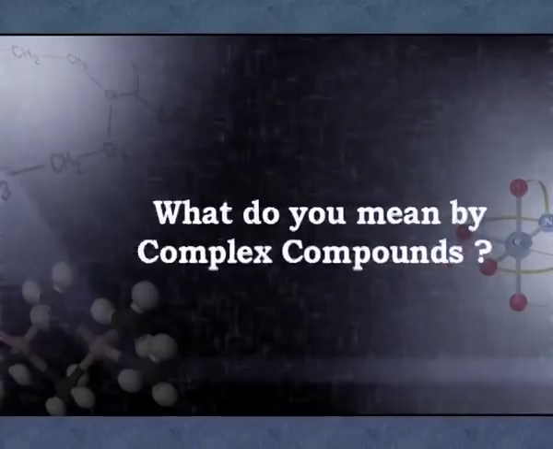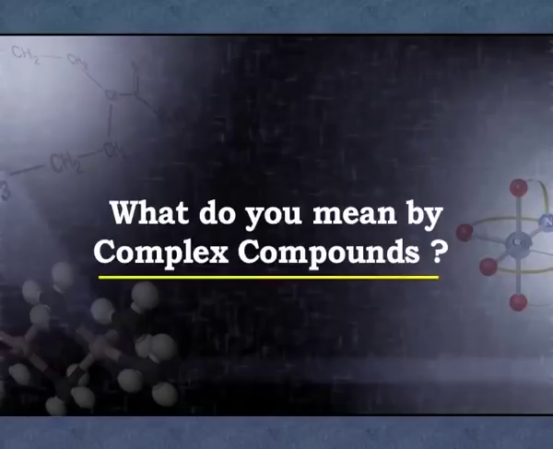So, sir, before we take up the topic of coordination compounds, I would like to ask you, what do you mean by complex compounds? Yeah, that's a very important question. Complex compounds, you can easily say that if you take the complexes, the metal ion is surrounded by certain organic moieties. That is generally called ligands. So such types of compounds are known as complexes.